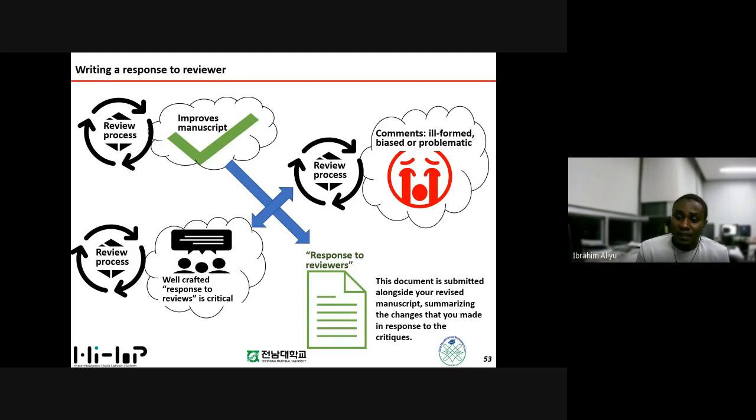So what is the key at this point? The key to acceptance of your paper lies in how well you write your response to reviewers. So what is this response letter? It's usually a document you send alongside the revised manuscript, summarizing the changes you have made in response to the critics. How do you respond? What does it look like? This is what this presentation is about.